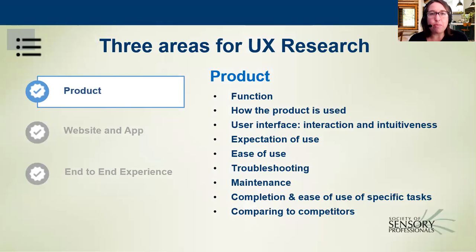So we're going to look at product research first. And when we think about product research, we can look at all different areas. We can look at the function of something, how it is actually being used, looking at the interaction and the intuitiveness of the interface. We can also talk to users about their expectations, observe how easy or not it is to use, find out from users how they're troubleshooting. What are they doing to try and fix these problems?